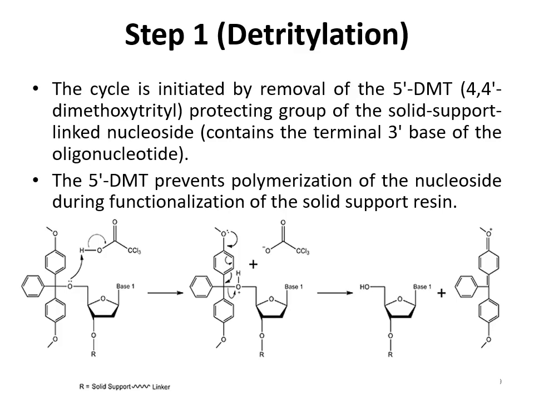Next we start with step 1. The cycle is initiated by removal of 5' DMT. What is DMT? DMT is the 4,4'-dimethoxytrityl protecting group of the solid support linked nucleoside. So it is basically the protecting group for the nucleoside containing the terminal 3' base of the oligonucleotide.